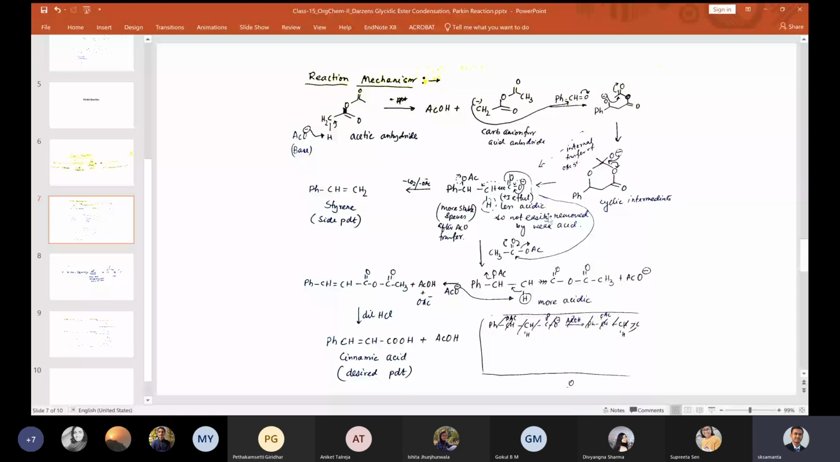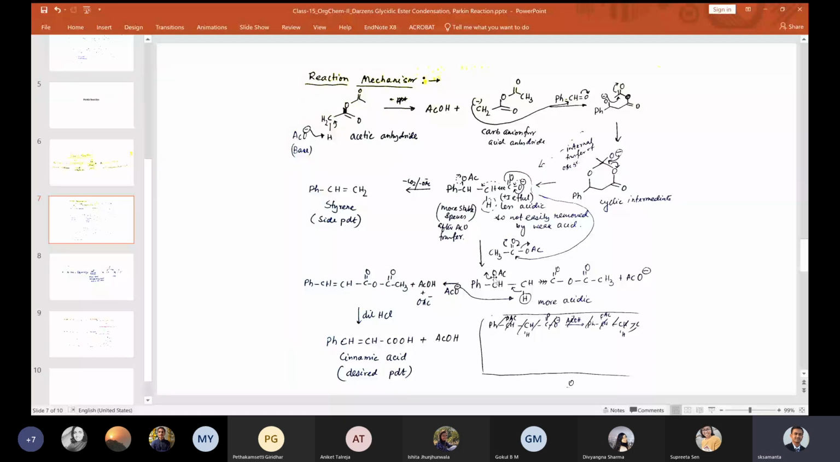If we take excess of acetic anhydride, what happens? This O negative reacts with another acetic anhydride molecule to form an anhydride of this molecule. In this molecule, where this proton was less acidic, it becomes more acidic here because this carboxylate is an electron donor, but here this anhydride is an electron withdrawing group. So the acidity of this proton increases. Now the base picks up this proton and this OAc minus leaves. That is possible here.